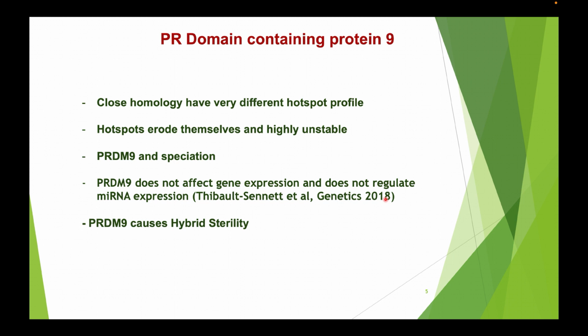A hybrid with a heterozygous PRDM9 has a very different DSB profile, that is, a different distribution of DSBs on the two chromosomes of a homologous pair. Since the DSBs are very different on both strands, they cannot be repaired, and that's how meiosis is arrested and the individual becomes sterile.